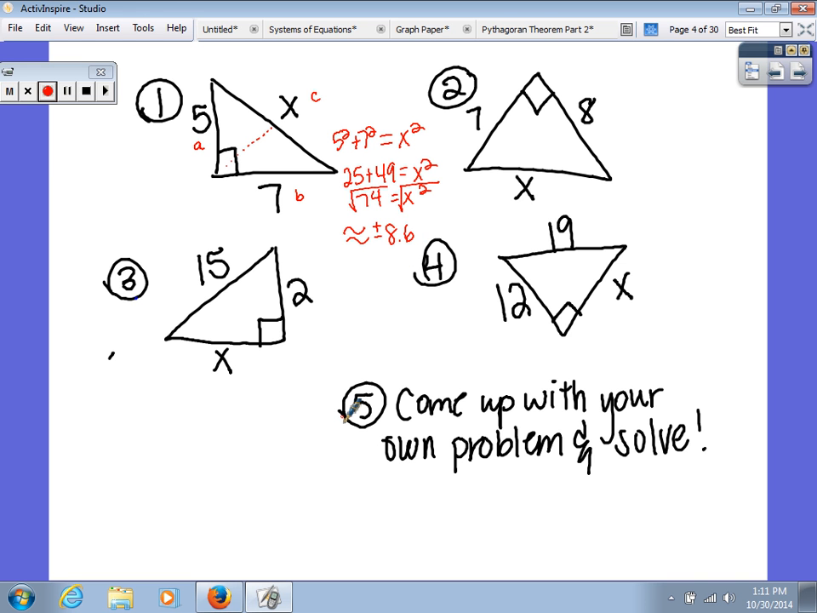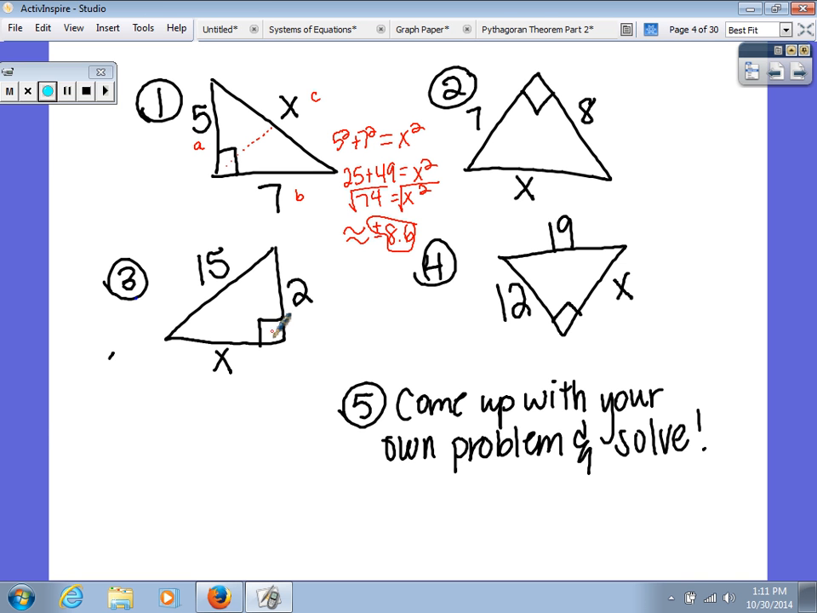However, the answer is only positive 8.6, because can a length ever be negative? No, a length always has to be positive. If a length was negative, then it wouldn't exist. So whenever we're solving these, I'm going to stop putting plus or minus, but just remember that the final answer is positive. But if I was solving the equation without it being a triangle, I would still have plus or minus. Okay, let's go ahead and look at number 3.